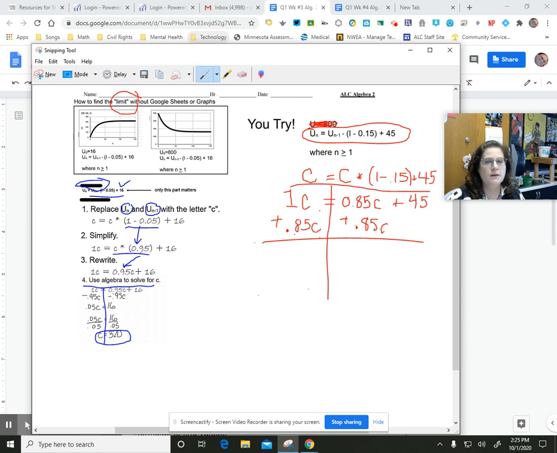And what is 1 minus 0.85? Think of it as like $1 minus 85 cents. That's going to come out to 15 cents. Now we're not really dealing in money, but when you're subtracting decimals, sometimes thinking money is the fastest way, the best way to understand it. And then you've got a 45 left over here.